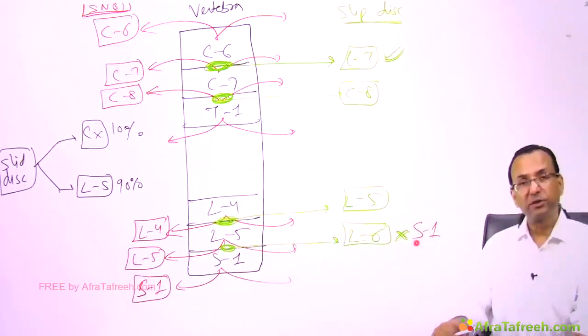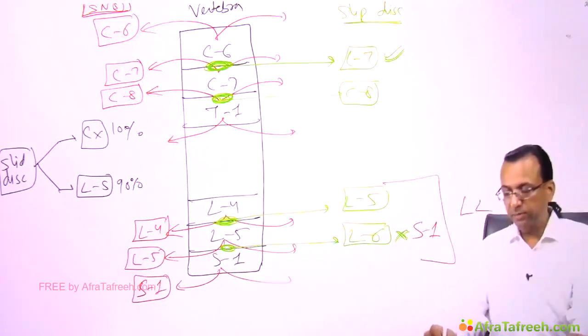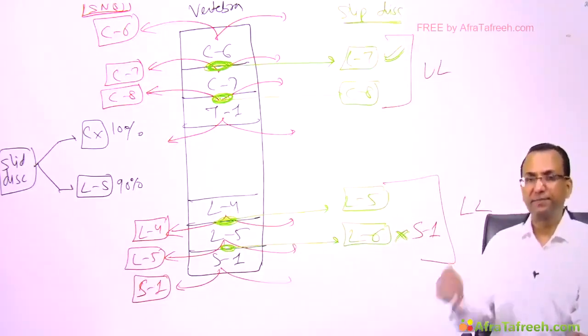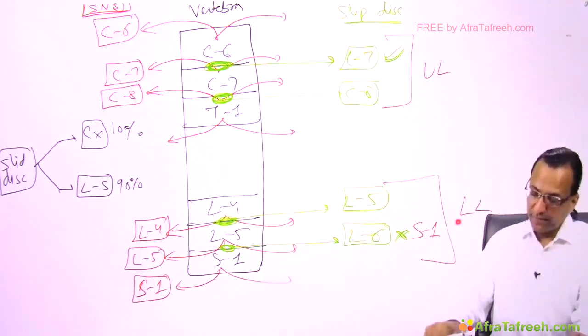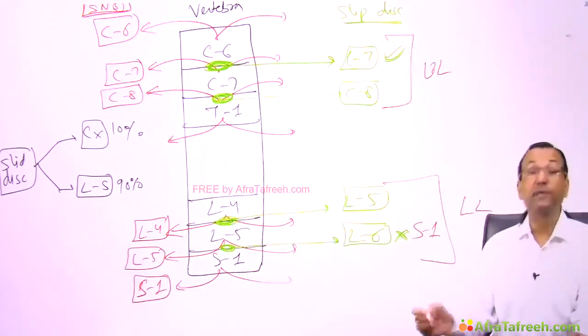Which cases are these? This is the lower limb cases, lumbosacral root values. This is the upper limb cases, cervicothoracic. Let us see the upper limb and lower limb cases now.